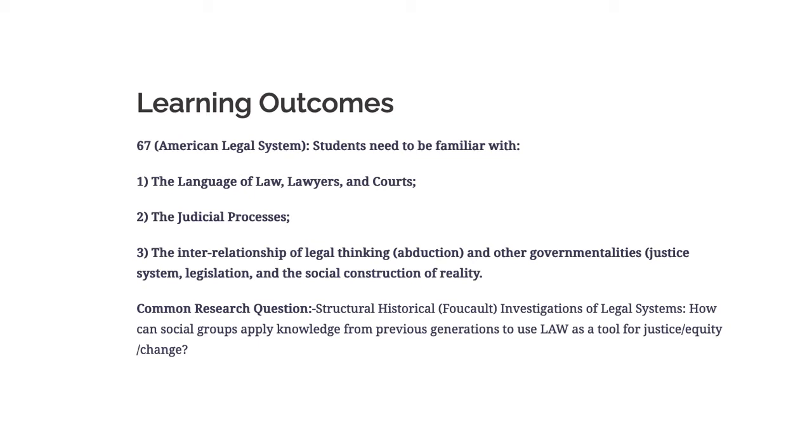So our question is really: how can social groups apply knowledge from previous generations to use law as a tool for justice and equity or change? I think the easiest place to start would be the civil rights movement, because that's the most widely talked about example of social groups using the law to make change. But conservatives have used the law to make change through the judiciary, right? By appointing conservative judges who are anti-abortion, who are pro-religion in the schools, all these kinds of things we'll go through later if you're interested.